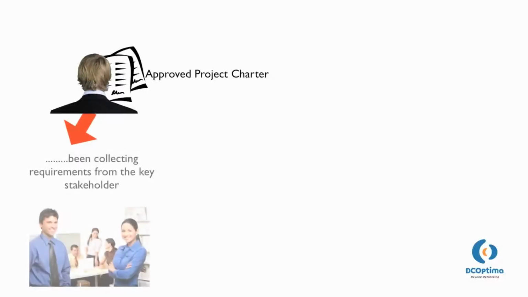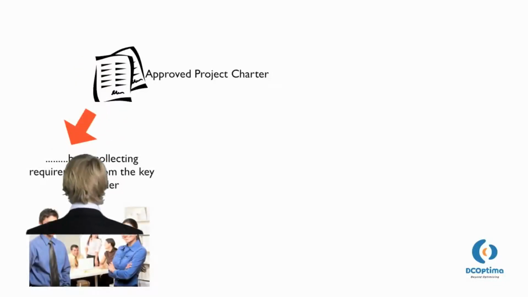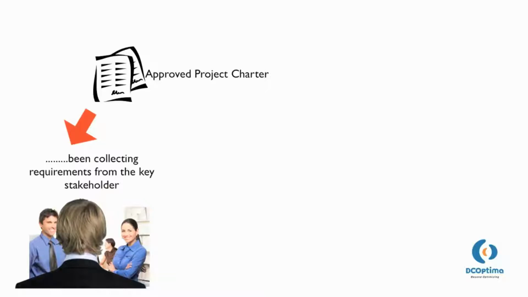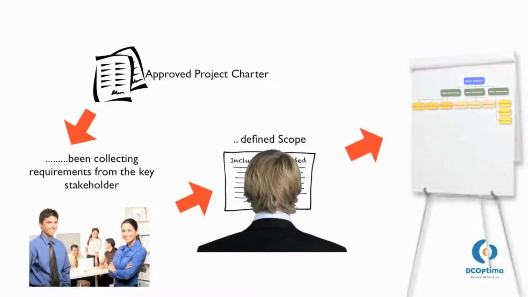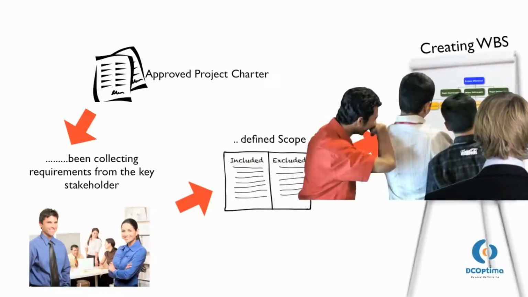A project charter has been approved, and you are assigned as a project manager. You have been discussing with your key stakeholder collecting all requirements related to the project. You have defined the scope in detail along with your sponsor. Now, you have to create a WBS along with your core team.